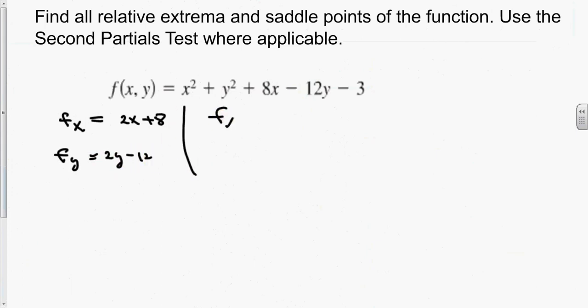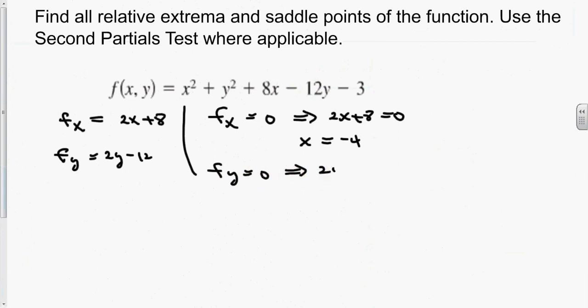So we're going to set these partials equal to 0. We get 2x plus 8 is equal to 0. That implies that x is equal to -4. And then the partial of f with respect to y is set equal to 0. That implies that we have 2y minus 12 is equal to 0. Here we get y is equal to 6. So here we have a critical point at -4, 6.